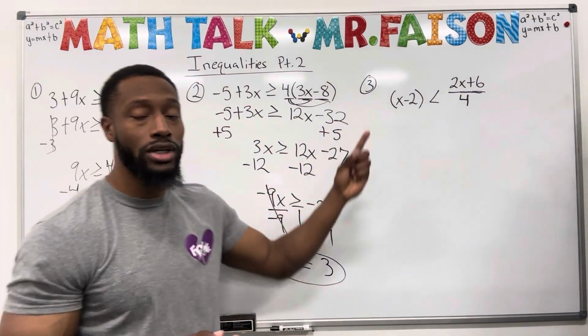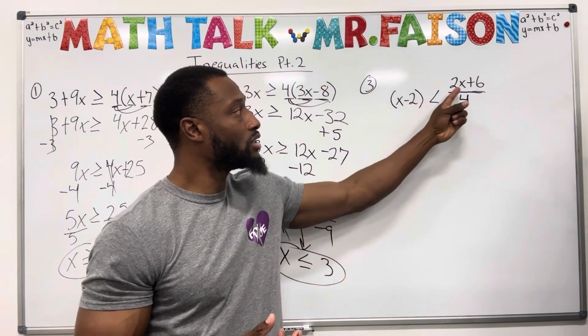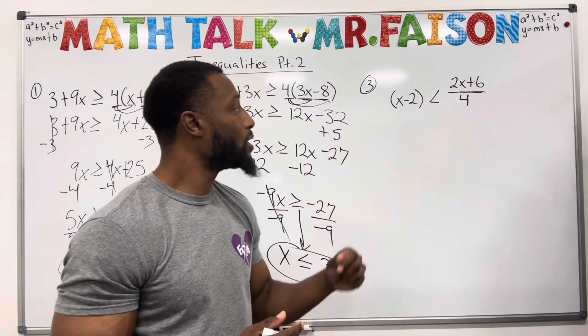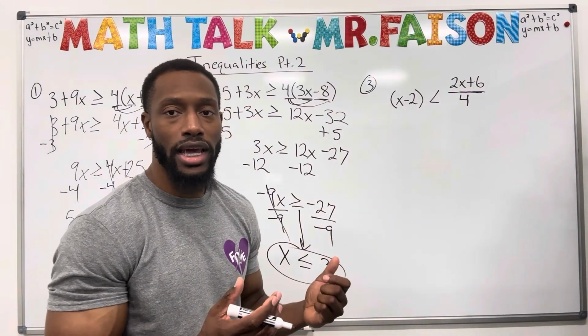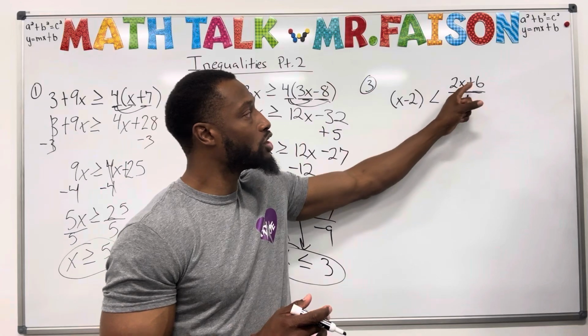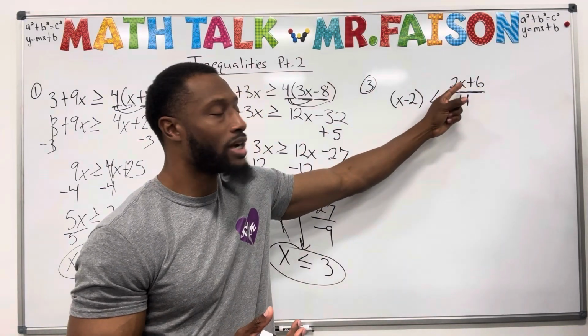Let's go over to problem number 3. Problem number 3 says, in parentheses, x minus 2 is less than 2x plus 6 divided by 4. So when I look at the problem, x minus 2, I can't do anything with that. They're not like terms. So I go over here, 2x plus 6, I can't do anything with that. And it says divided by 4. I can't divide it by 4.